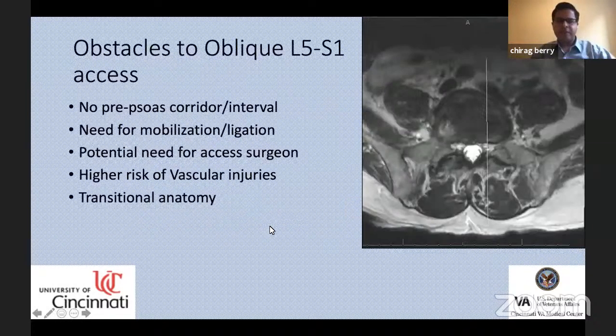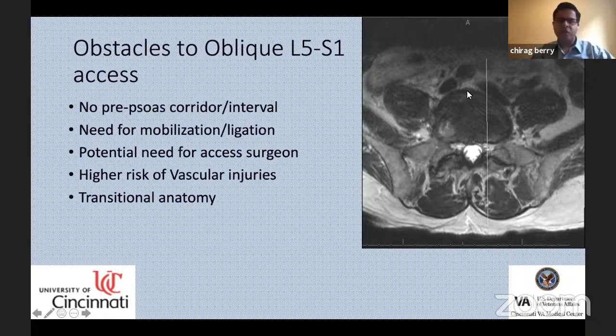So what happens at L5S1 that makes it so difficult to approach it obliquely? There is no natural pre-psoas corridor between the psoas and the vessels, because the vessels are now more laterally positioned, and the space between the psoas and the vessels is very limited over here. So you have to work to create this interval, and you have to mobilize this vein such that you create that interval over there.